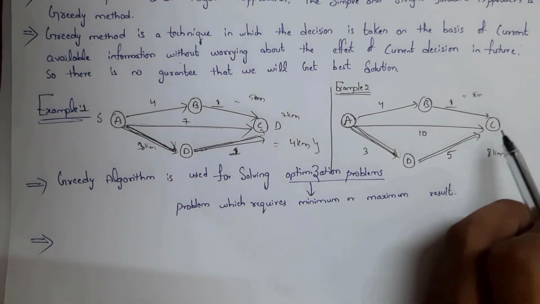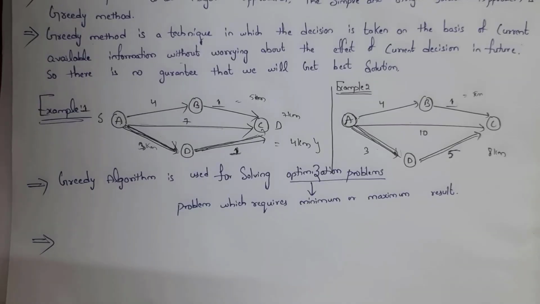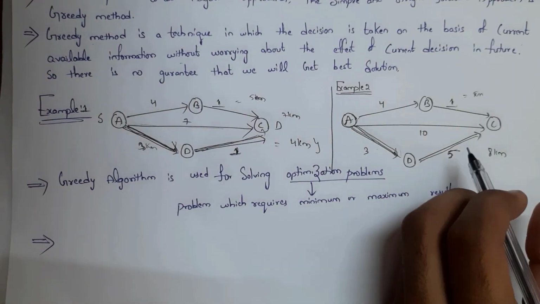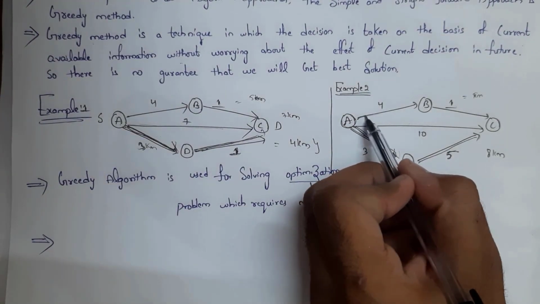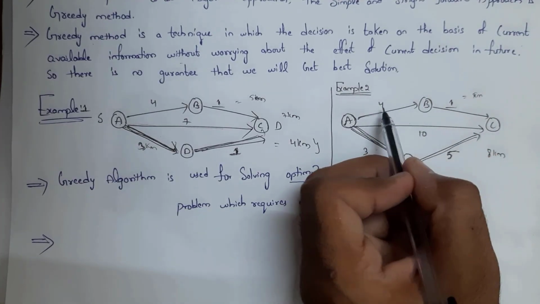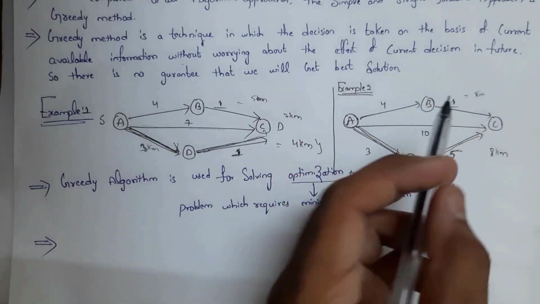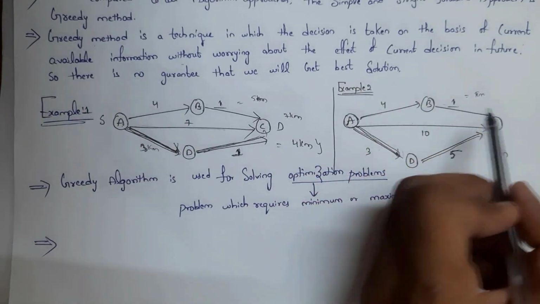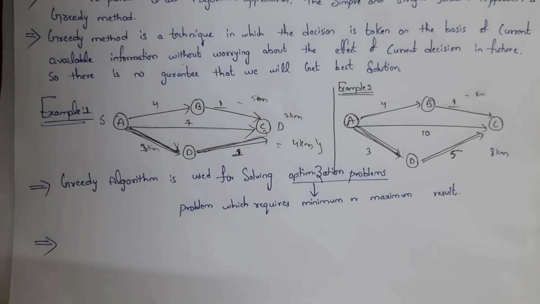But from D to C it took 5 kilometers. In total it took 8 kilometers, 5 plus 3, that is 8 kilometers. But if I choose this route, from A to B 4 kilometers, and from B to C it took only 1 kilometer, that is 4 plus 1, 5 kilometers. Among these two, this is the best route. So the decision is not always best in the greedy method, because we take decisions on the basis of current available information, and future information may or may not be best.